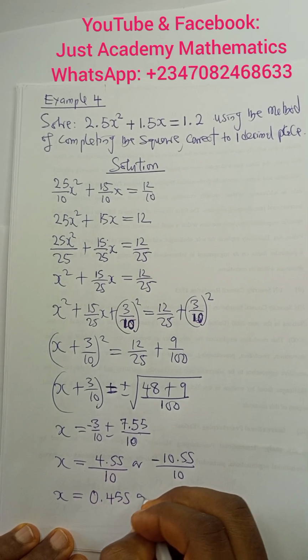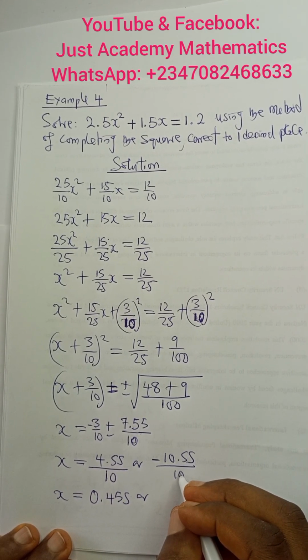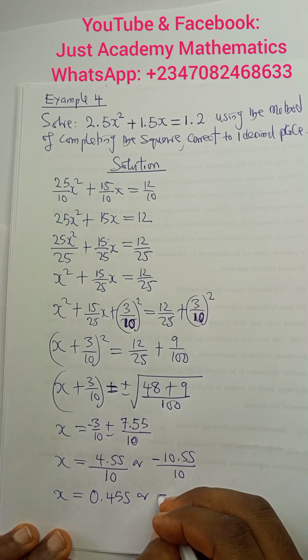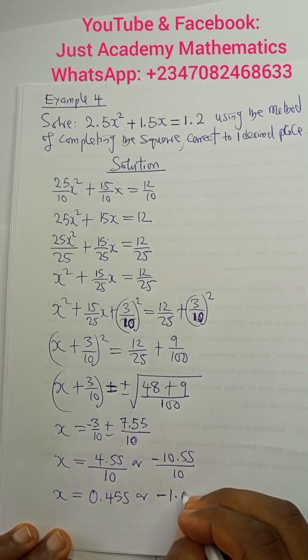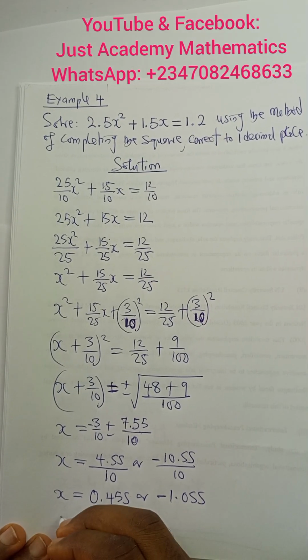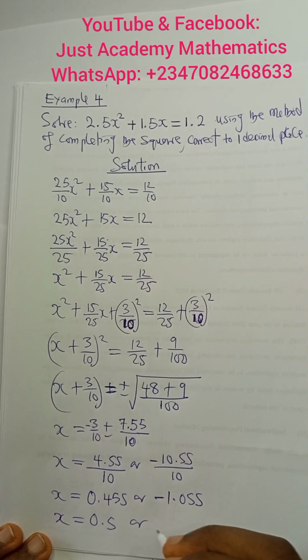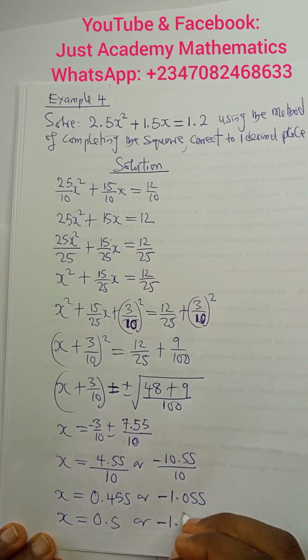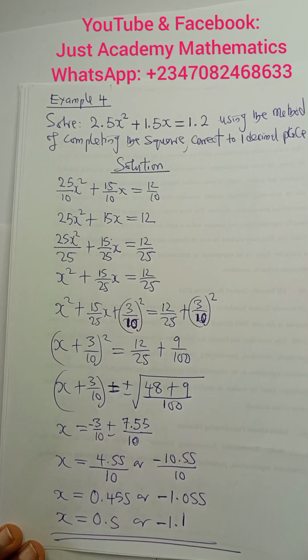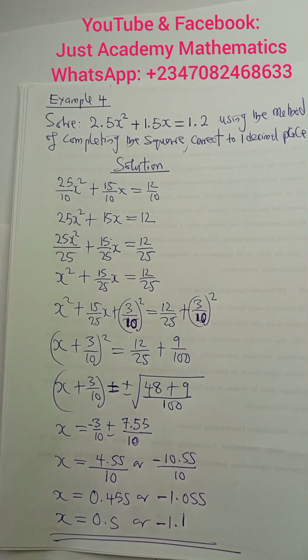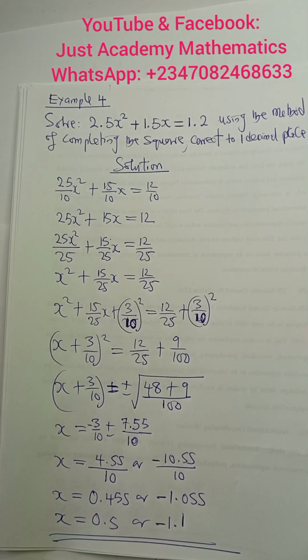0.455 first. Or, of course, this one still divided by 10 will give us minus 1.055. So to 1 decimal place means 0.5 or minus 1.1. This is the answer to this solution. This is the solution to this question, to 1 decimal place.